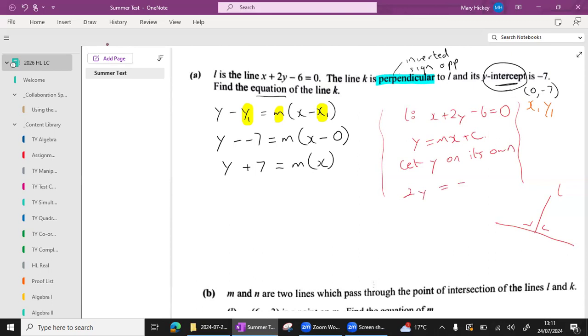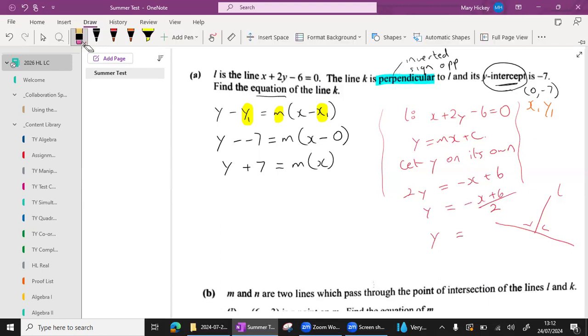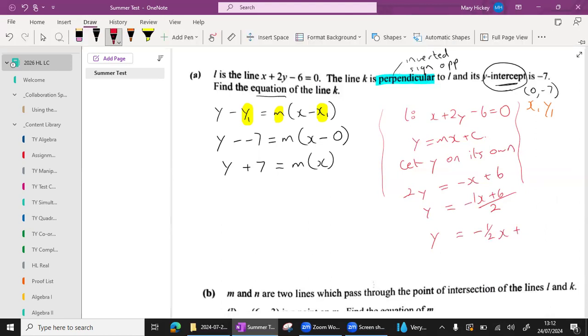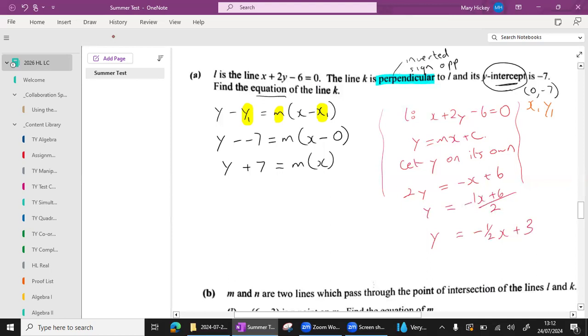So I'm going to leave the 2y. Now, to get y on its own, I have to obviously divide by the 2. So we end up with, well, it's minus x plus 6 over 2, really. So y is equal to, now, if I want to write that in a way that's a bit easier to read, because that's a 1, of course, I write it as minus a half x plus, well, that's 6 over 2, but of course I can just write that as 3. So I now know the slope of L is minus a half.